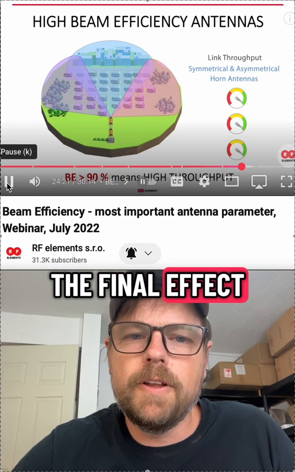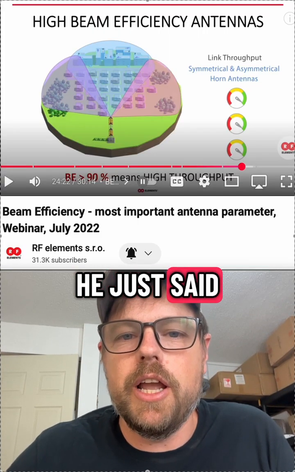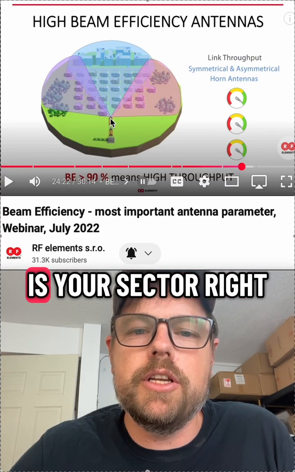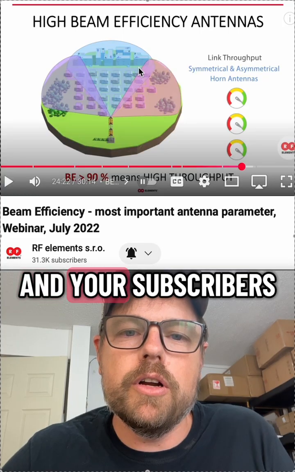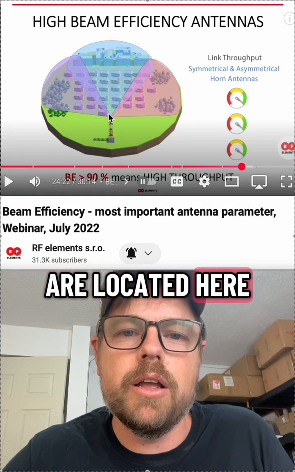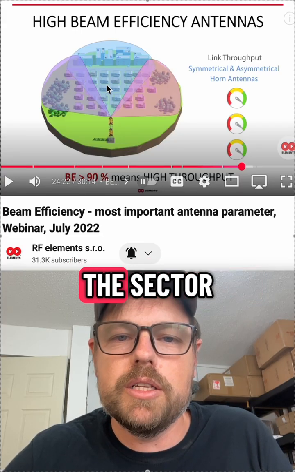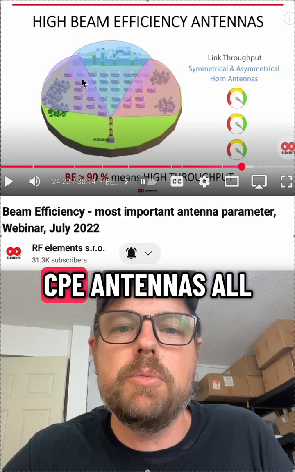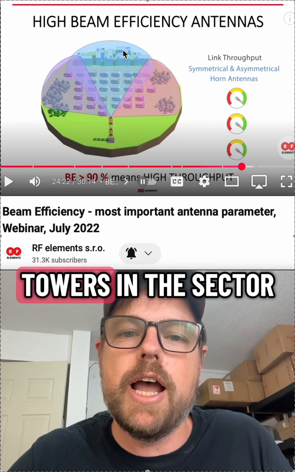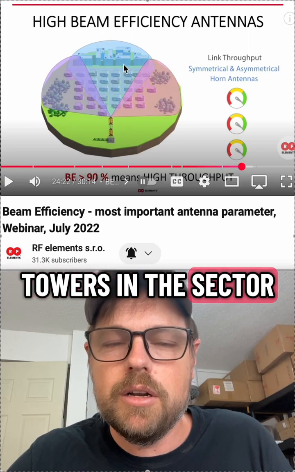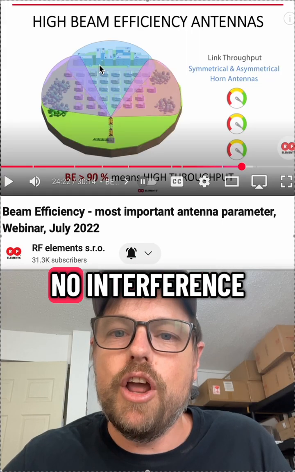So no side lobes means no interference, is what he just said. Now imagine this is your sector, right? And your subscribers are located here. And you've got home Wi-Fi routers located all throughout the sector. And you've got competing CPE antennas all throughout the sector. You've got neighboring towers in the sector. Obviously, no side lobes does not mean no interference.